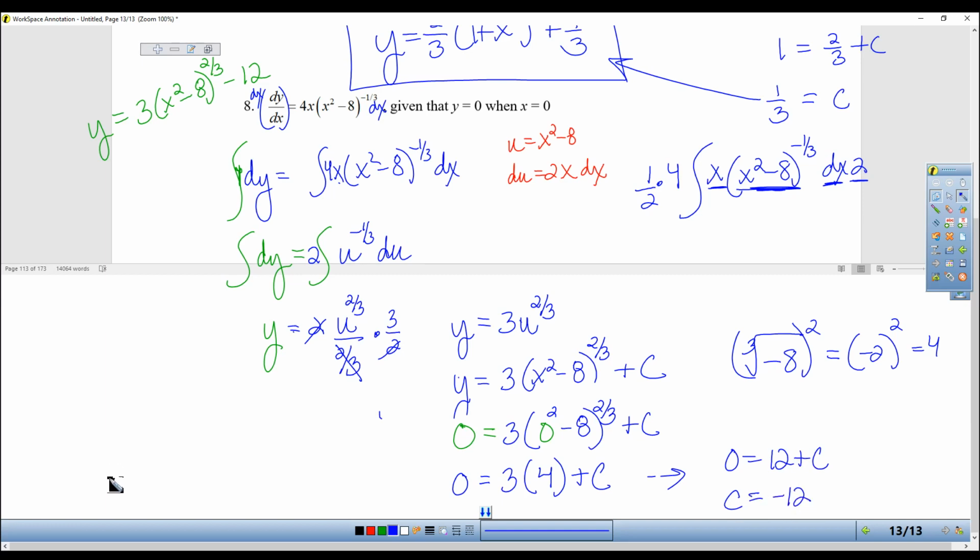So my final answer, taking this and putting in the c that we just found, is y is equal to 3 times (x squared minus 8) to the 2/3 minus 12.